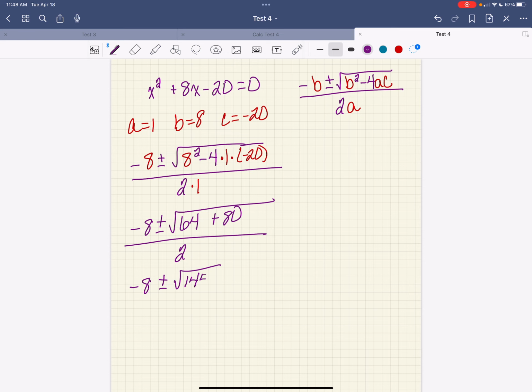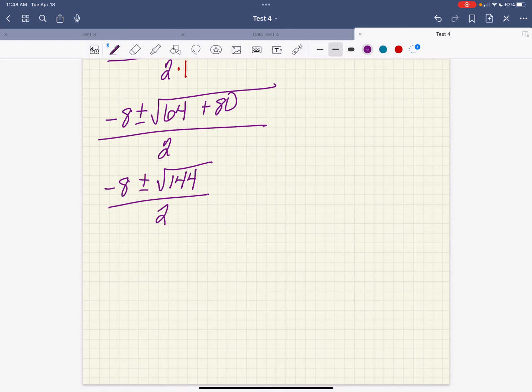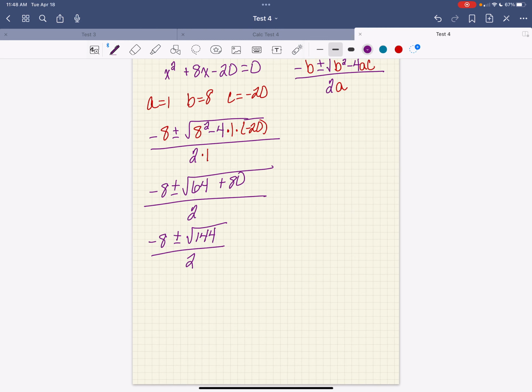144. And what do we know about 144? It's a perfect square. What is the square root of 144? 12. So this right here becomes negative 8 plus or minus 12 over 2. Okay? Now, that is 2 different solutions, and we can keep going. A lot of times students will stop at one of these 2 steps right here. So you need to keep going.